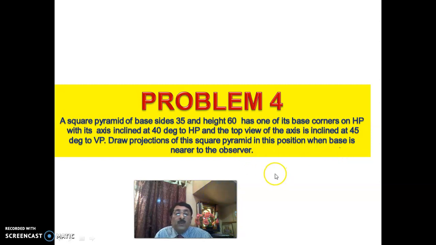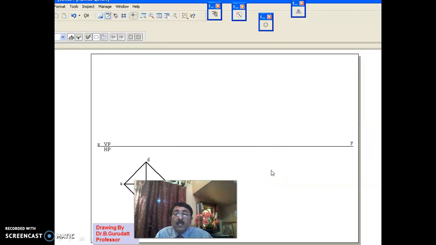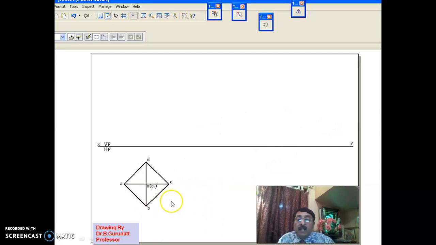And what you should observe here is, in the previous problems, we used to rest the square pyramid on an edge on HP. Now it is corner on HP. That is why we have to change the position of the square pyramid this way. Draw the square pyramid in this way.